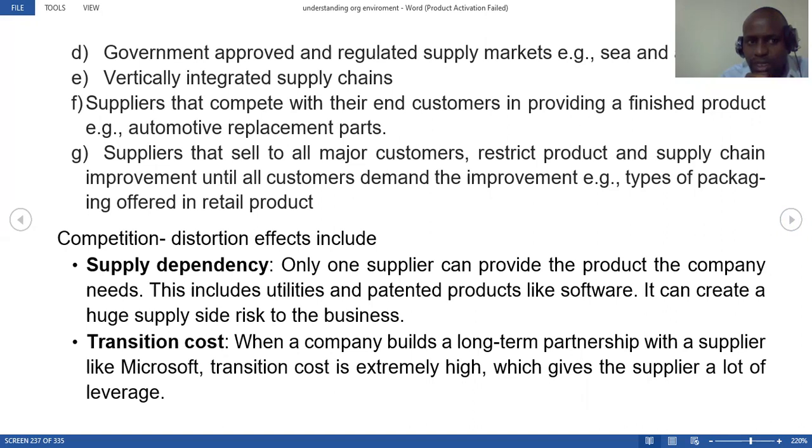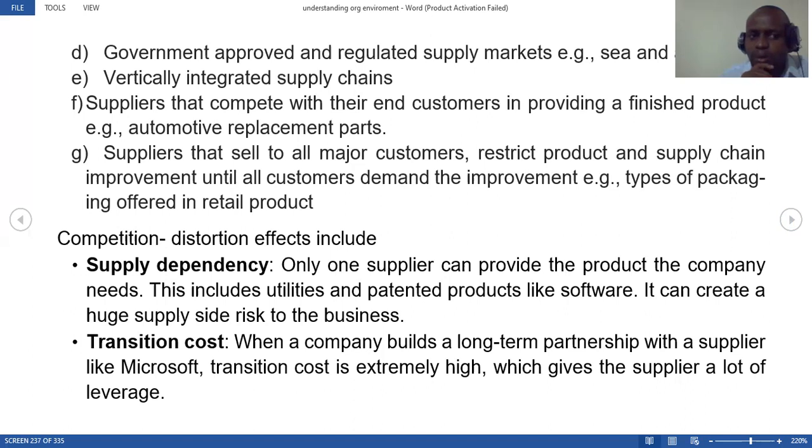Then we have vertically integrated supply chains. So you find that companies are able to integrate their supply chain vertically. And when I talk about vertical, I'm talking about up and down integration, where you are integrating with firms that are above you. You're also integrating with firms that are slightly below you for purposes of ensuring better flow of products in this kind of market.